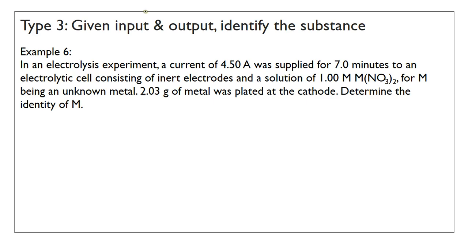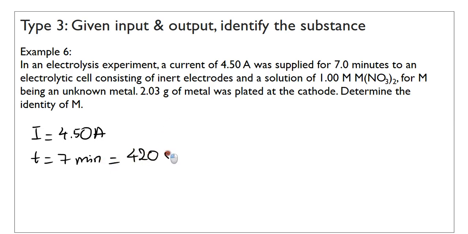So this is example 6. In an electrolysis experiment, a current of 4.50 amps, so the current is 4.50, was supplied for 7 minutes. So time is 7 minutes, or I actually cannot do maths this morning, 420 seconds, to an electrolytic cell consisting of inert electrodes. Electrodes are inert, and you have a solution of 1.0 molar MO3 2- for an unknown metal.